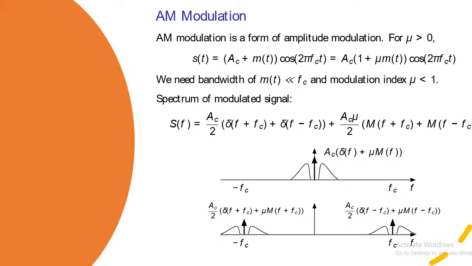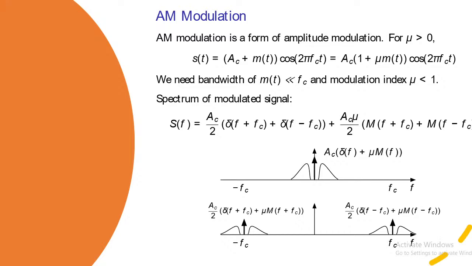Now for this signal to be transmitted, you require a bandwidth of m(t). The bandwidth of m(t) should be much less than Fc. What is Fc? The carrier frequency Fc should be much larger than the bandwidth of the message signal. And the modulation index should be less than or equal to 1. In this case, for AM modulation, the modulation index is less than 1.